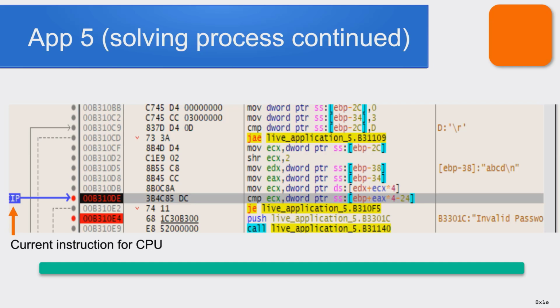So we're now onto the current instruction, the instruction pointer for the CPU. As you can see, the red arrow is pointing there to the instruction pointer. And again, this is the same screen with the line numbers, hex code, assembly instructions, and ASCII, or plain English representation. I'm just showing you the instruction pointer.